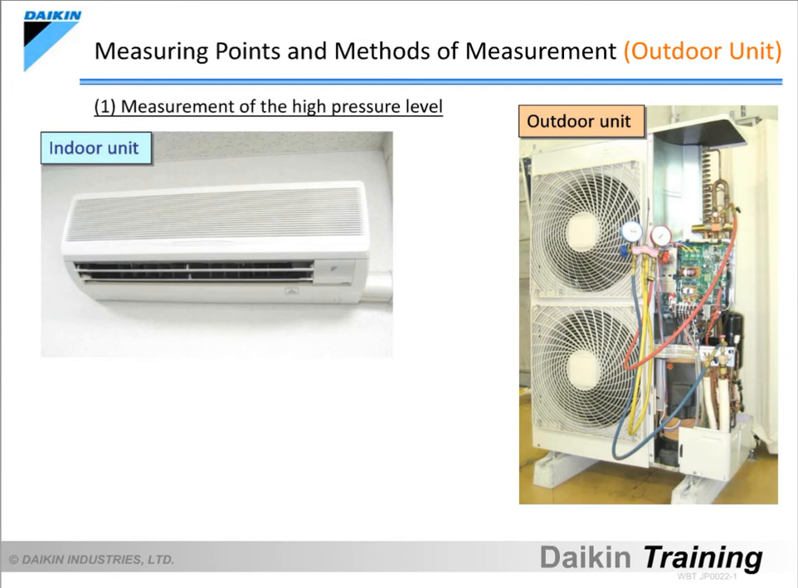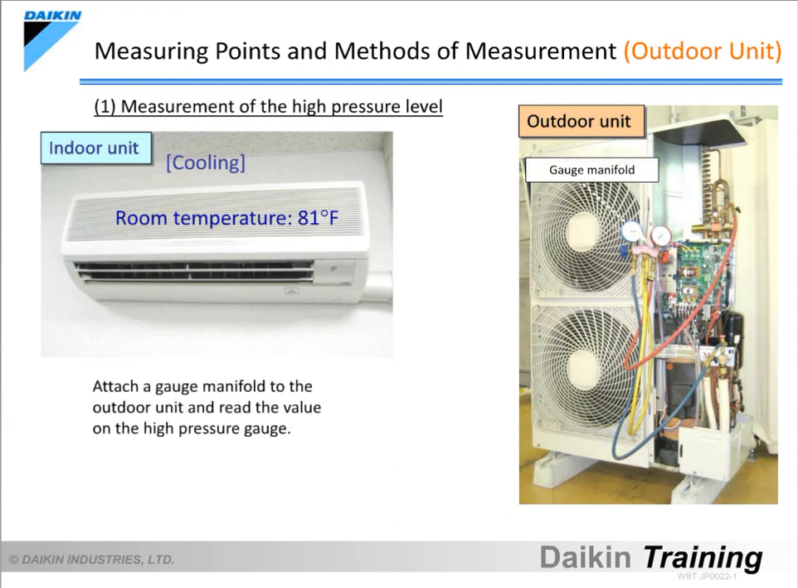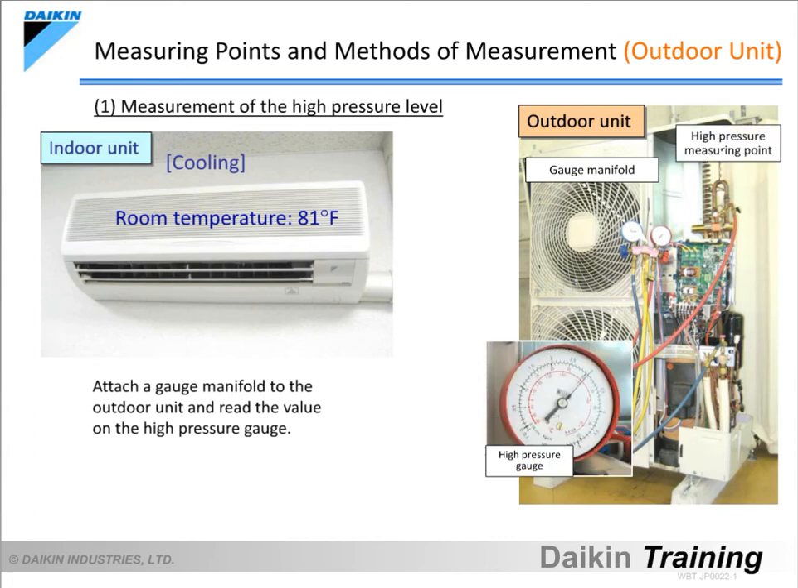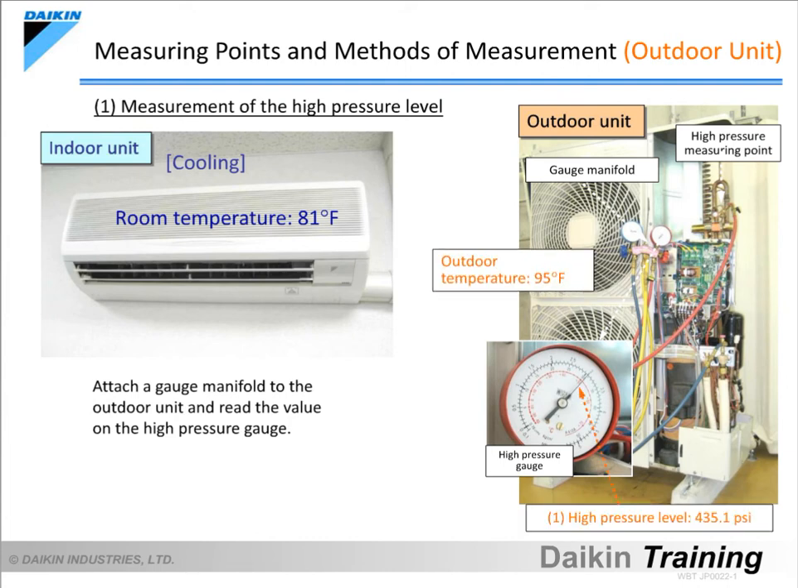We will first look at the high pressure level. During cooling operation at a room temperature of 81 degrees Fahrenheit, attach a gauge manifold to the outdoor unit and read the pressure value on the high pressure gauge. If the outdoor temperature is 95 degrees Fahrenheit, the high pressure level reads 435.1 pounds per square inch.